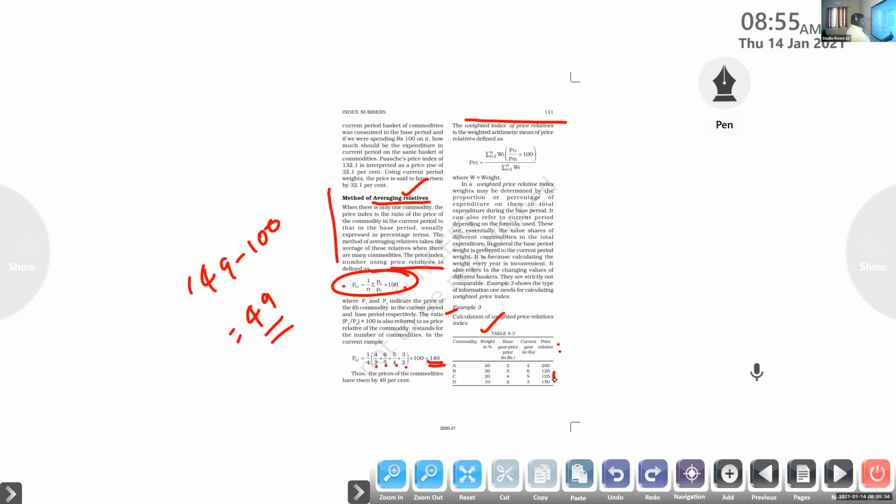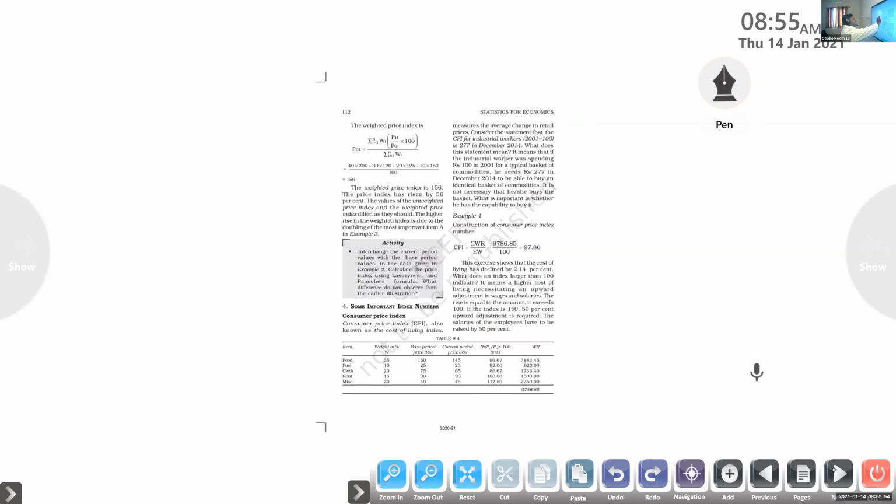Okay, no need to write the hike. It's only 200, 120, 125, 150 related with these prices. So weight is there, base year price is there, current year price is there, price relative is also in the table. Now applying these numbers in the equation, we are able to apply that simply.